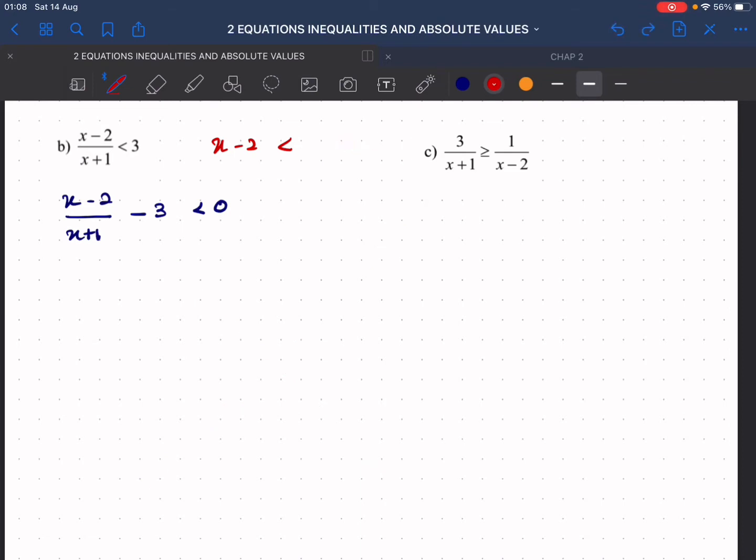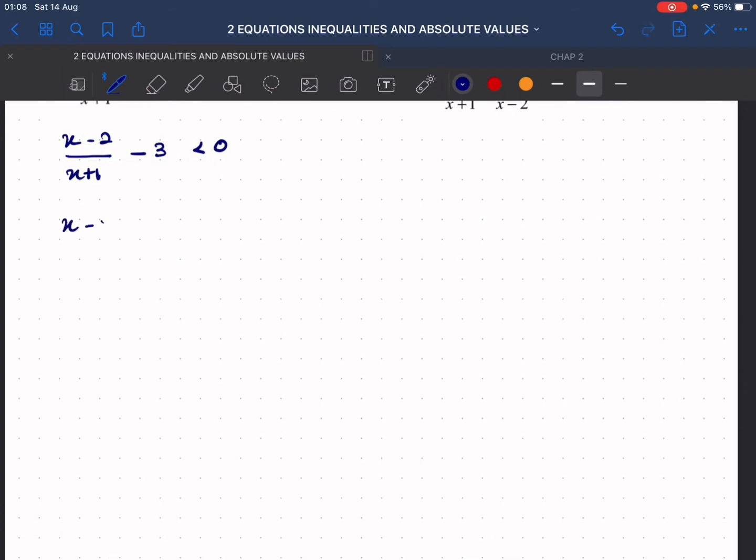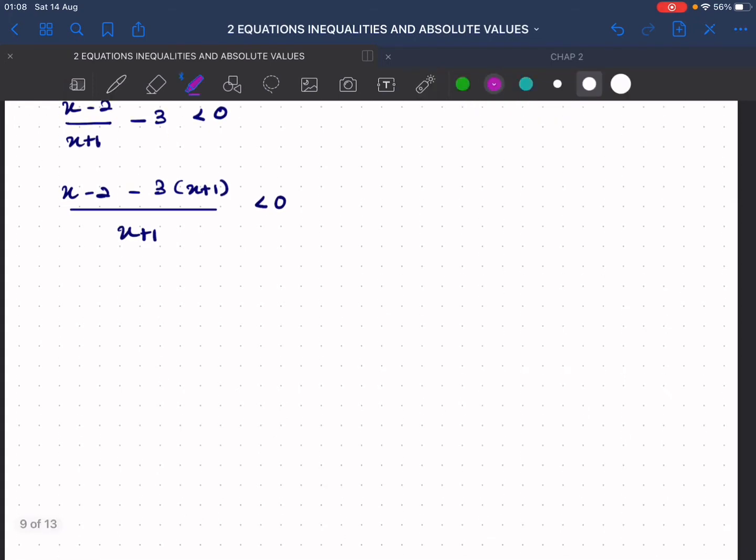So, next apa yang kita buat ialah kita dah bawa yang kanan pergi ke sebelah kiri. Kita akan samakan denominator dia lah. So, samakan denominator tak payahlah saya ajar. Minus 3 times x plus 1 over x plus 1 less than 0. Then we simplify. Dekat sini kena hati-hati ramai yang salah. Minus dekat sini kena masuk dalam. Okay. Make sure always do your bracket. So now we will have x minus 2 minus 3x minus 3 over x plus 1 less than 0.